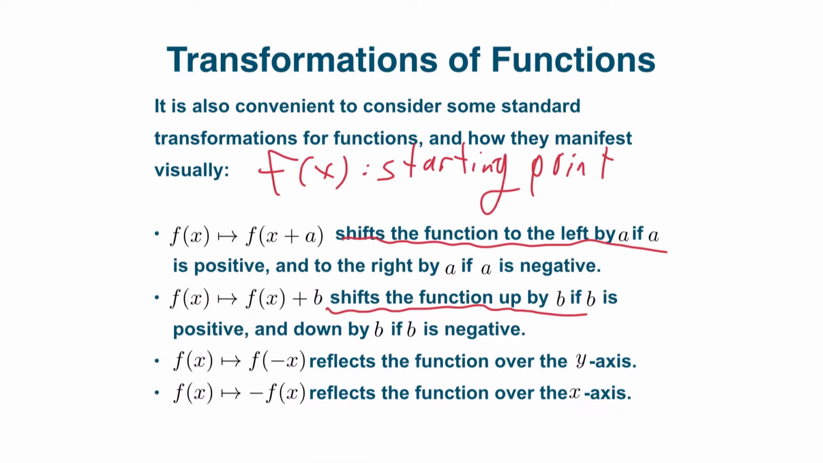I can also reflect. And again, depending on whether I do it inside of the function argument or outside will determine the nature of the reflection. So if I have a minus sign inside the argument, this refers to a reflection over the y-axis. If I have the minus sign outside the argument, this is a reflection over the x-axis.